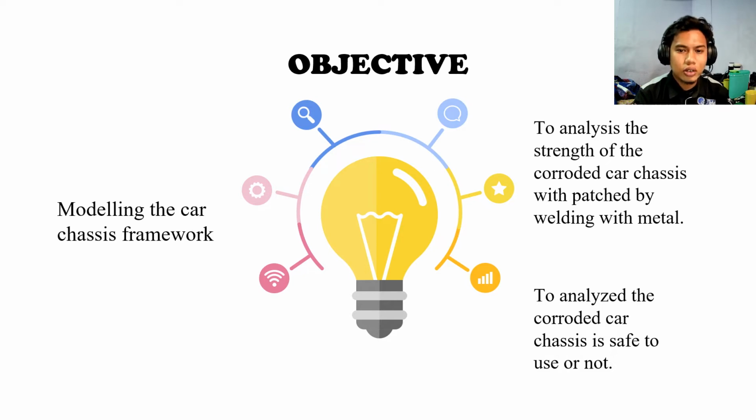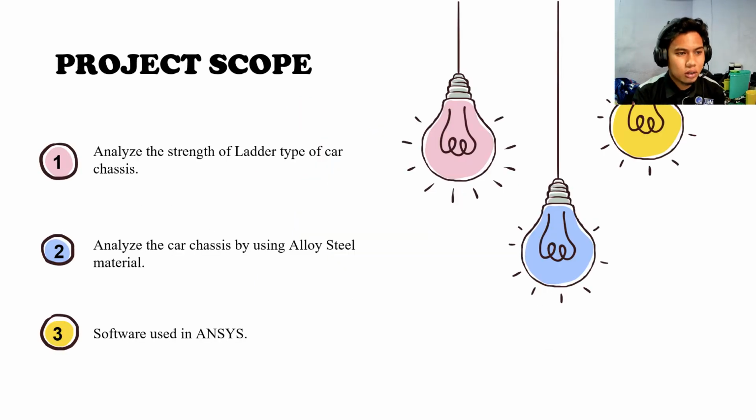The objective of this project is first, modeling the car chassis framework. Second, to analyze the strength of the corroded car chassis with patch by welding with metal. And lastly, to analyze whether the corroded car chassis is safe to use or not. For the project scope, first, analyze the strength of the ladder type of car chassis. Second, analyze the car chassis by using alloy steel material. And lastly, the software used to analyze is ANSYS.